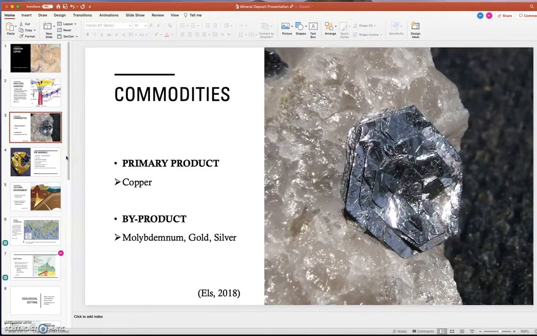For commodities, porphyry copper deposits are mined primarily for copper, and molybdenum and gold are co-products in some deposits, with silver a byproduct in many deposits.